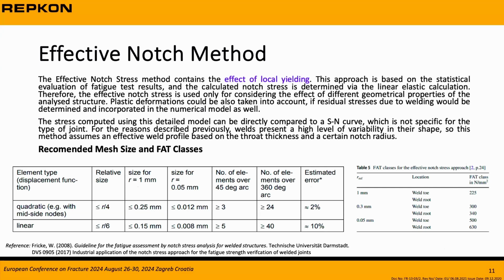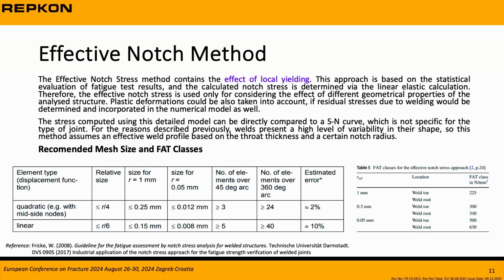Continue with the effective notch method. The effective notch stress method contains the effect of local yielding. This approach is based on the statistical evaluation of fatigue test results, and the calculated notch stress is determined via the linear elastic calculation. Therefore, the effective notch stress is used only considering the effect of different geometrical properties of the analyzed structure. Plastic deformation could also be taken into account if residual stress due to the welding is determined and incorporated in the numerical model as well.